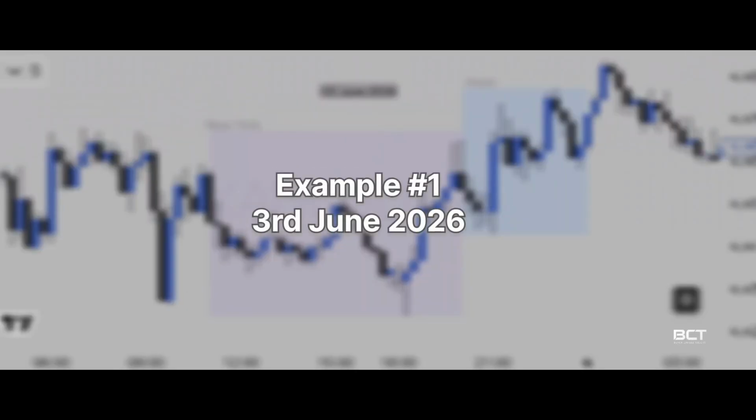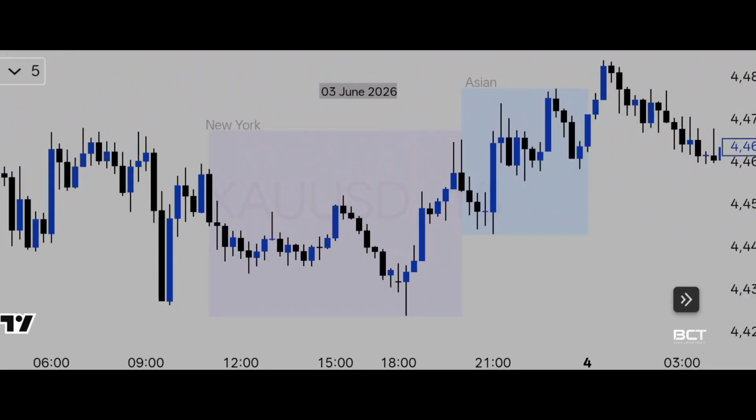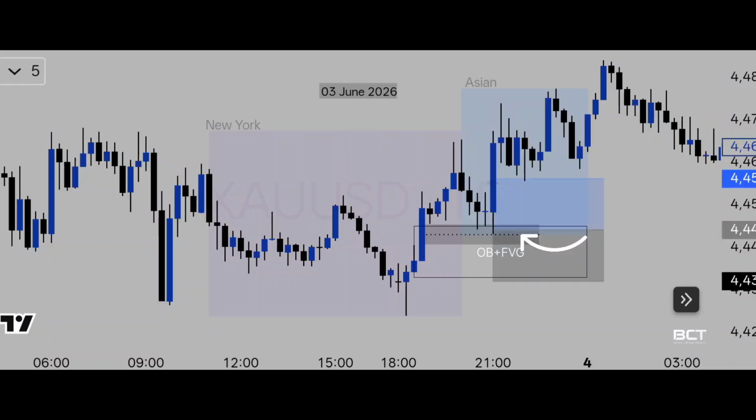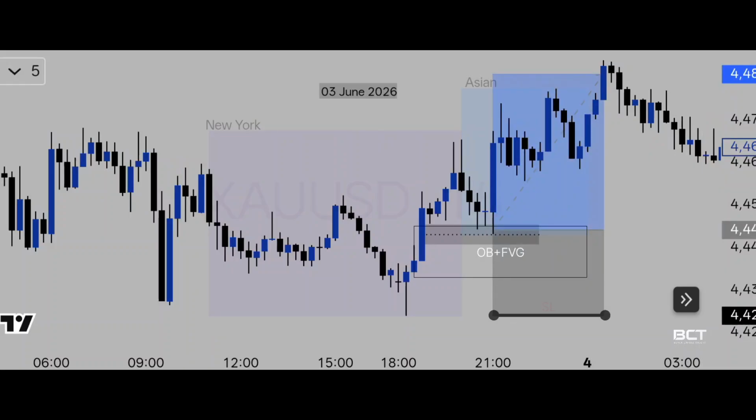Example number 1. This trade example is of June 3, 2026. Before the Asian session open at 8 p.m. we can clearly see an expansion creating a fair value gap and order block. This fair value gap is untouched before the Asian session. As the Asian session opens, price enters the fair value gap. This is where our entry is. We will aim for 1 to 2 risk-reward ratio and stop loss below this area. This is a trade example of a perfect setup.